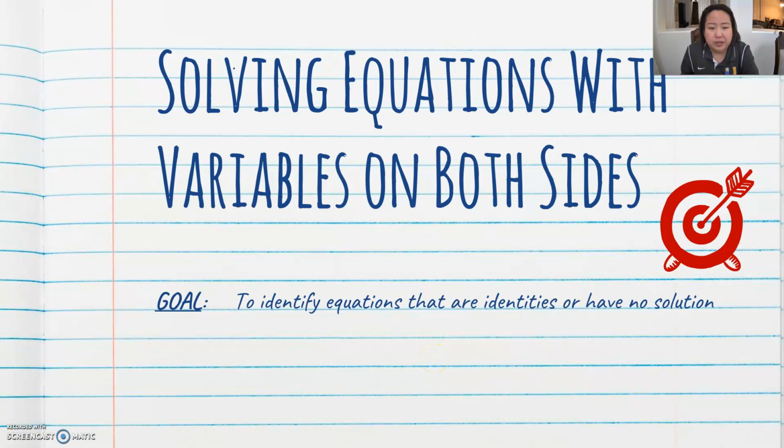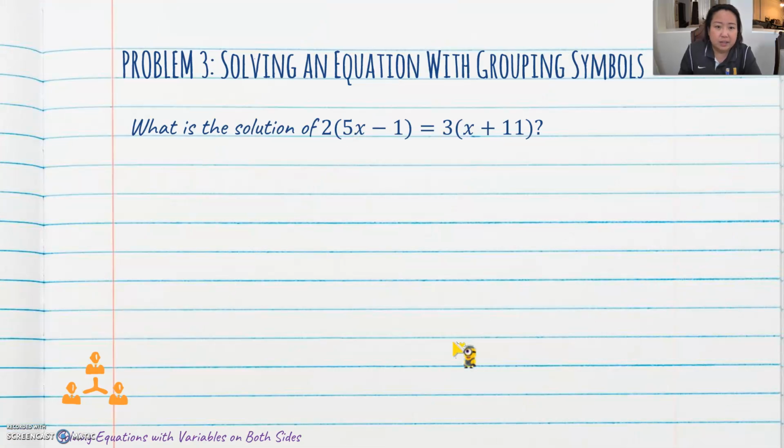Hi, so continuing our discussion on solving equations with variables on both sides. This time our goal is to identify equations that are identities or have no solution. But before that, let's have some examples first, just to refresh our knowledge on solving equations with grouping symbols.